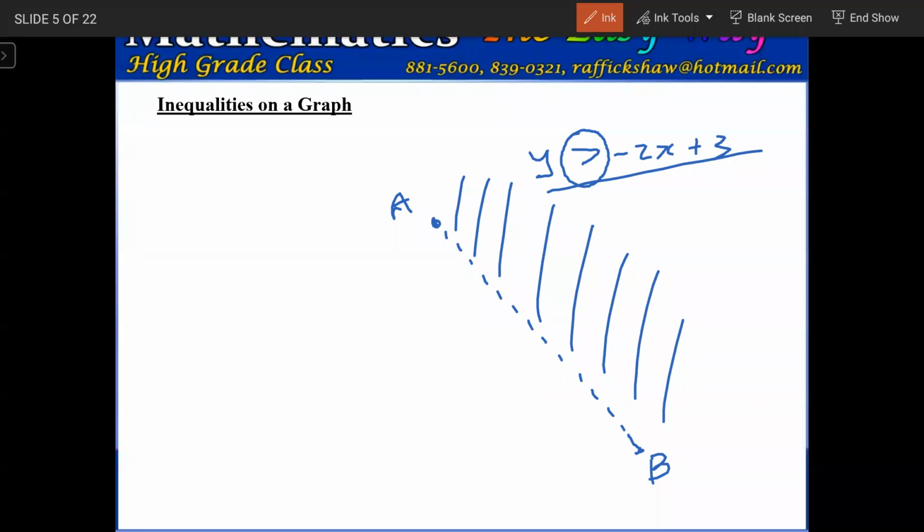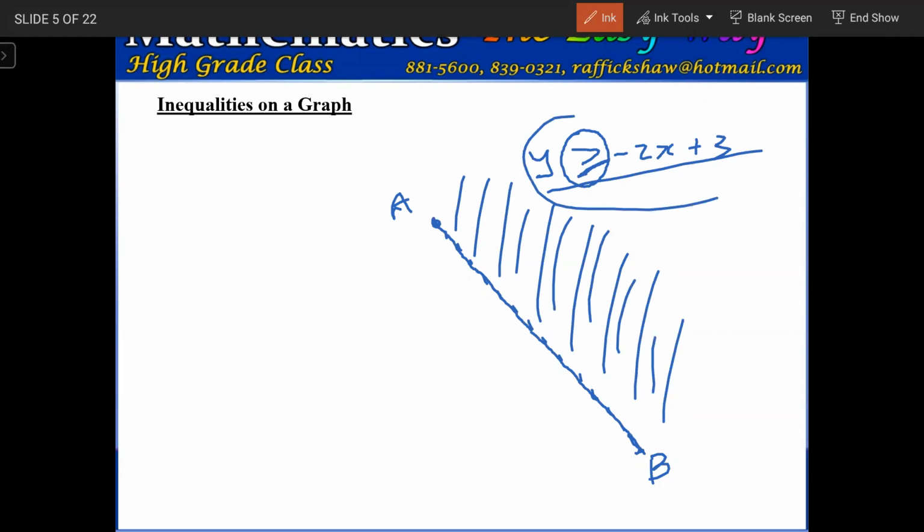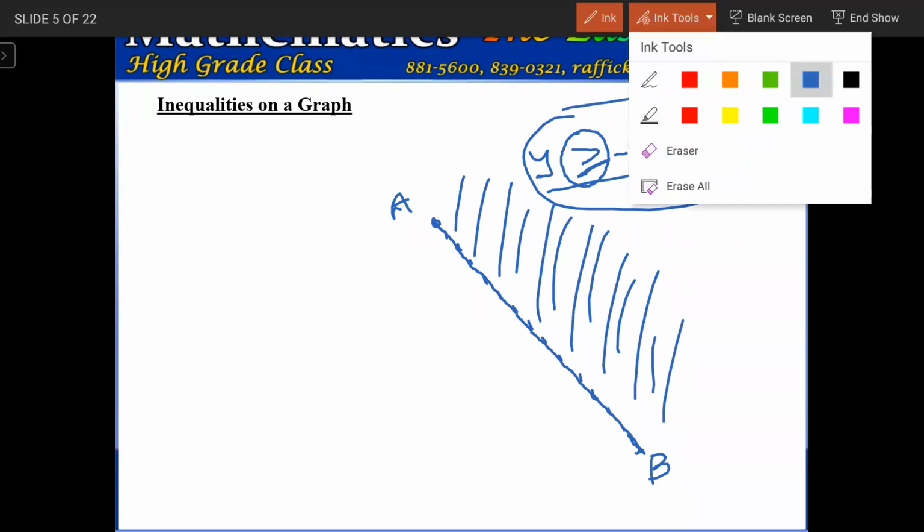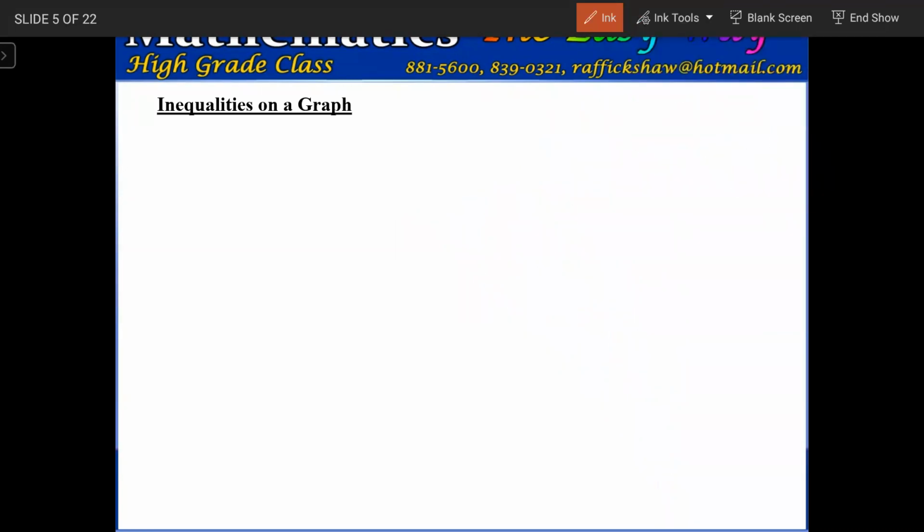Now, sometimes you also want to include the line. So I put an equal there. So I'm talking about the line, or the equal, and above the line. That's what this one means. So generally speaking, inequality on a graph is used to present regions above a line or regions below a line. And then there are certain rules that we need to pay attention to, to know whether we're talking about above the line or below the line.